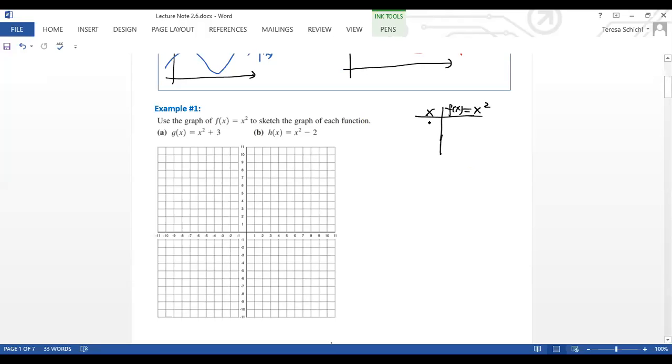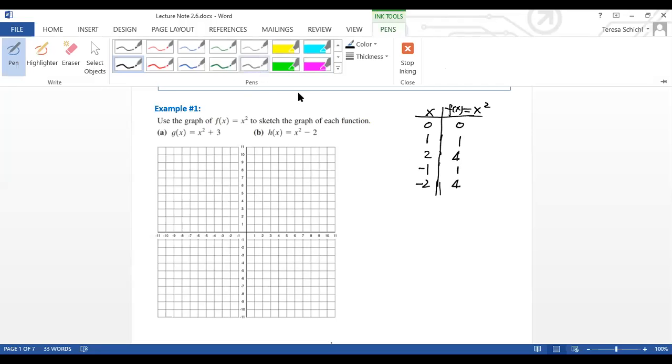Now you start with the first point. How about x equals 0? Then this is 0. When x equals 1, 1 squared is 1. Then x equals 2, this is 4. Now I go to negative: x equals negative 1, this is 1. And when I go to negative 2, this is 4. So I have 5 points, and these 5 points can help us draw the graph.